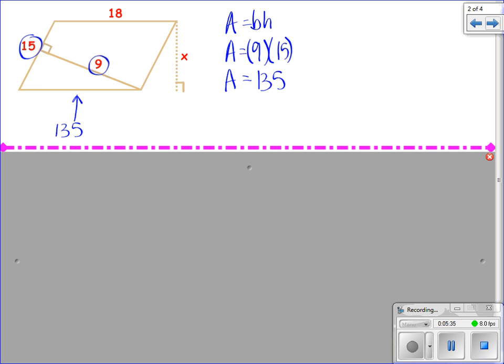Well, we know the formula for this parallelogram to find the area is A equals BH. Now that we know A, we can put that in right here. And then we have another set of base with height that are perpendicular to each other. Okay, so that's going to be the base and the height that we use here. We divide both sides by 18, and we get our answer for x.